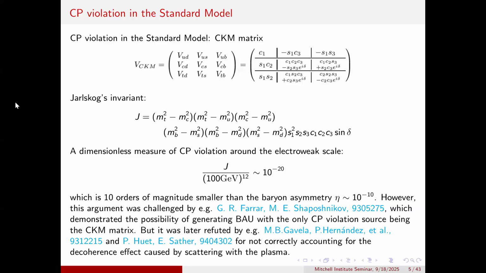However, people had considered this to be the only source of CP violation for electroweak baryogenesis back in 1993. However, this paper was later refuted by these two papers for not correctly accounting for the plasma effect. So in conclusion, people usually consider the CKM matrix alone not sufficient to provide CP violation for electroweak baryogenesis.